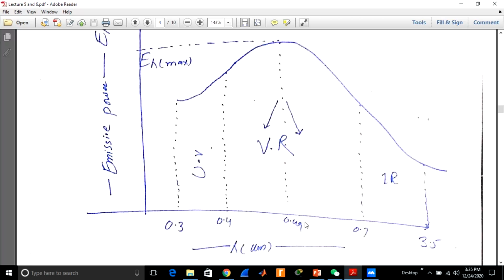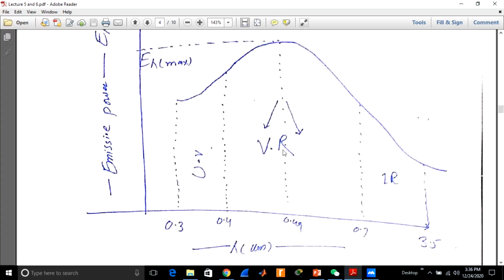As you know, from 0.4 to 0.7 is the visible range, so the sun covers the entire visible range. And from 0.1 to 0.4 is ultraviolet, and the sun radiates the energy of the ultraviolet band just from 0.3 to 0.4 micrometer. And from 0.7 onward, this portion is infrared. So the infrared radiation that comes from the sun is from 0.7 to 3.5.